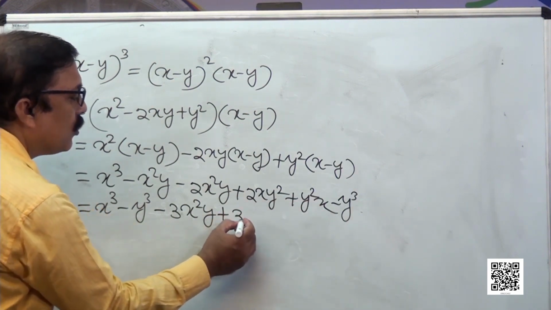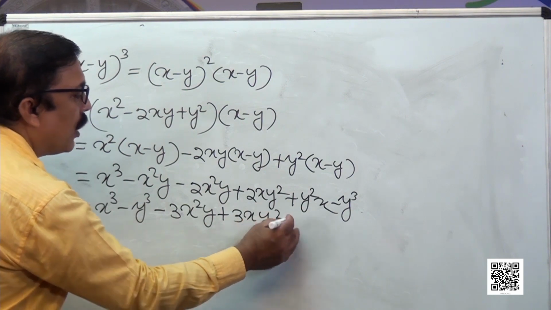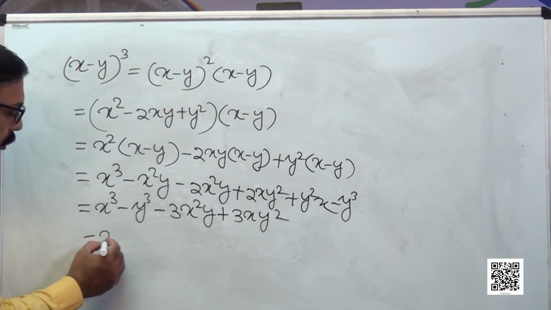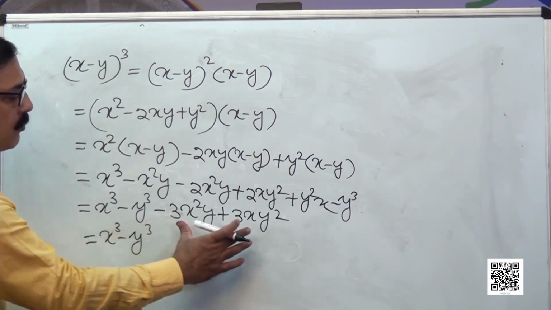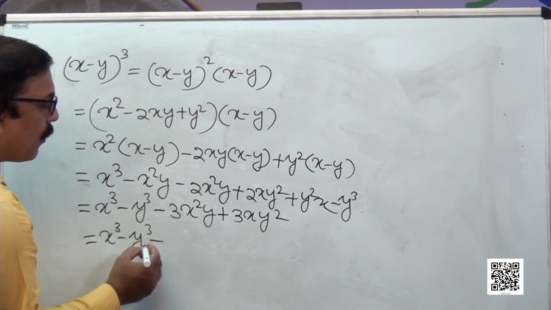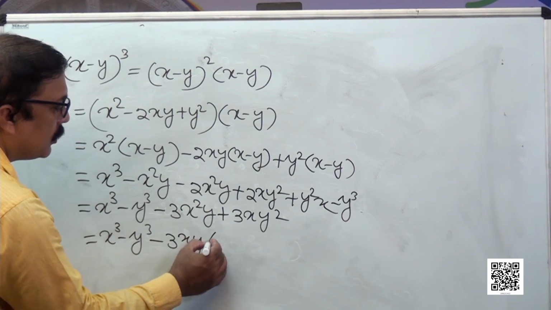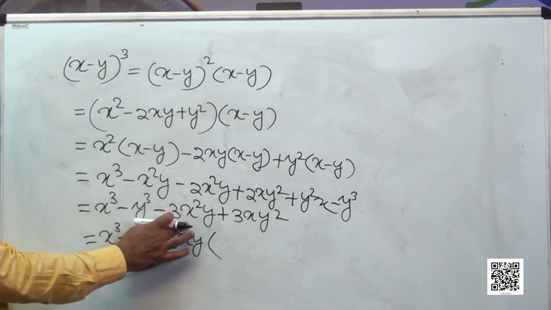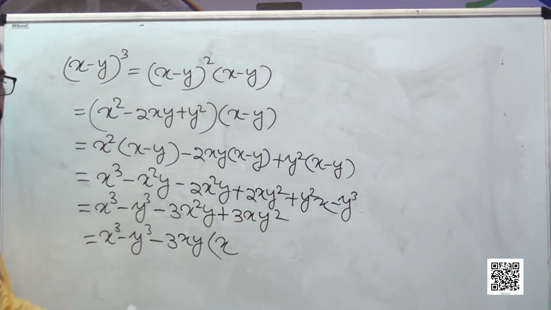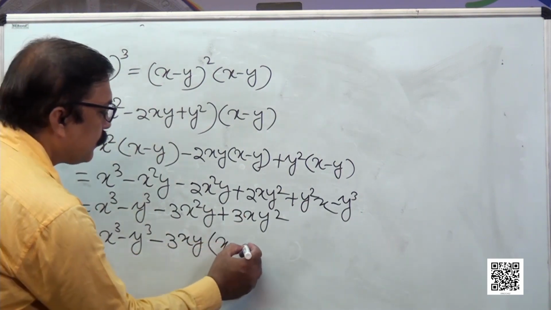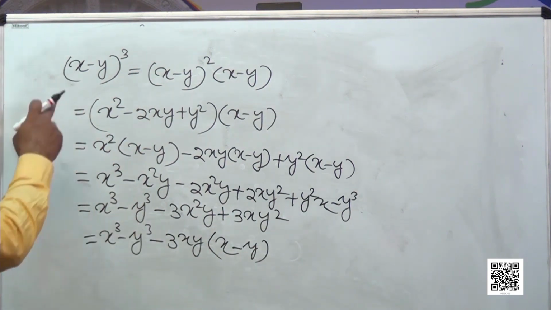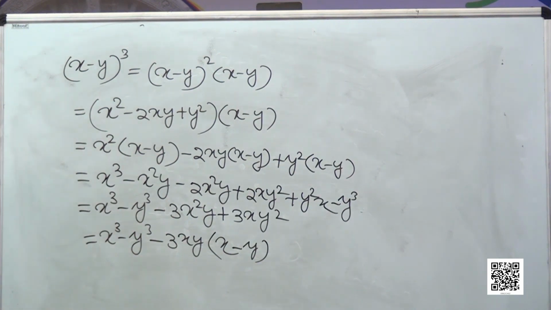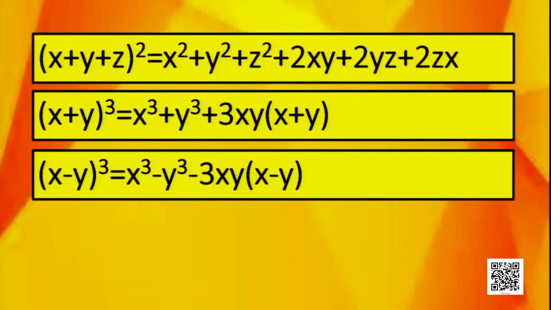Sum of these two is 3xy square. Now as before, we can take common x cube minus y cube, and from these two we can take common minus 3xy. So from the first we'll get x, and from the second one we'll get minus y. So this is the form of x minus y whole cube, that is x cube minus y cube minus 3xy whole into x minus y.